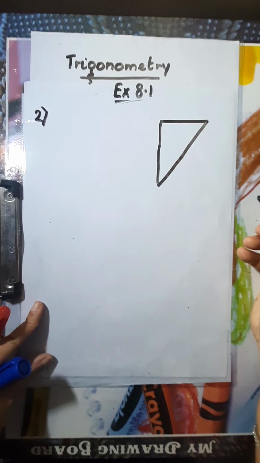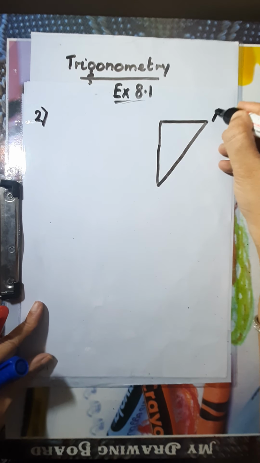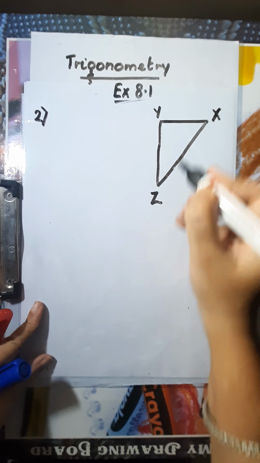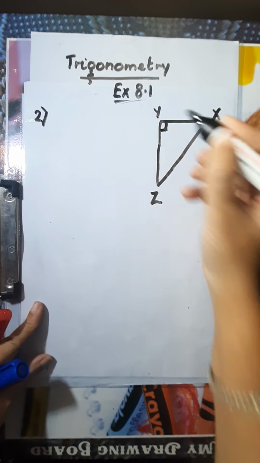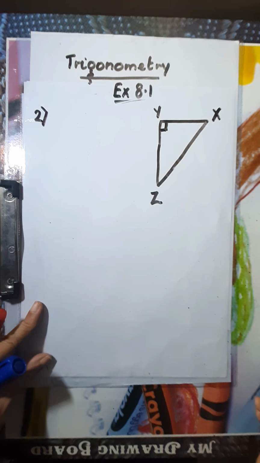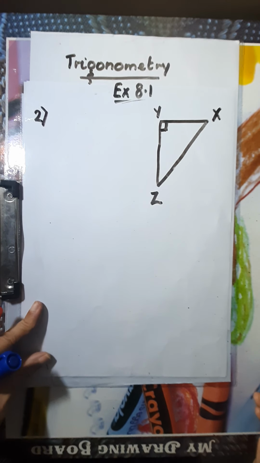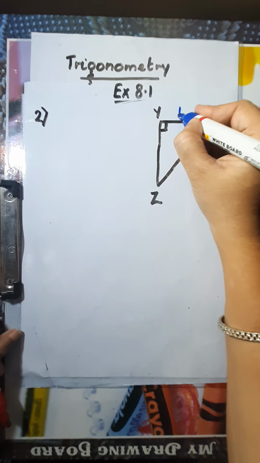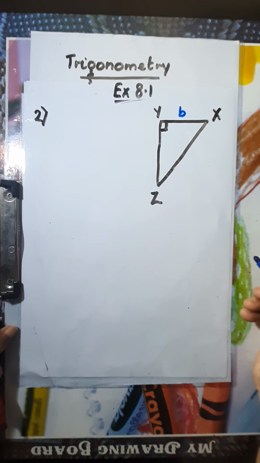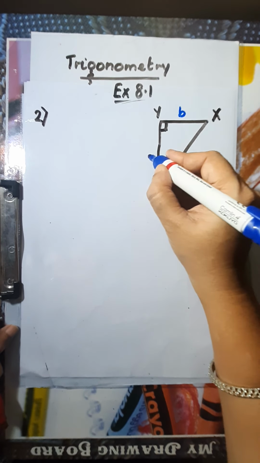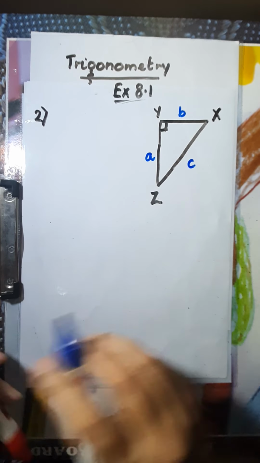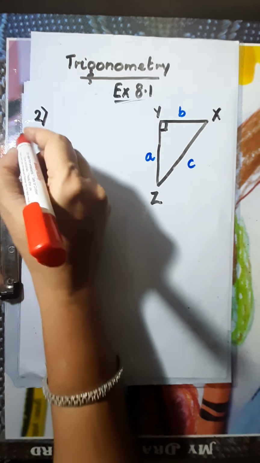This is my triangle XYZ. I have to draw my right angle, otherwise I cannot go ahead. I must see, is there a right angle? Yes. Otherwise you say teacher's sum is wrong. Now, this side is B. They have just given B instead of numbers. This side they have given as A, and this side they have given as C. It does not matter.